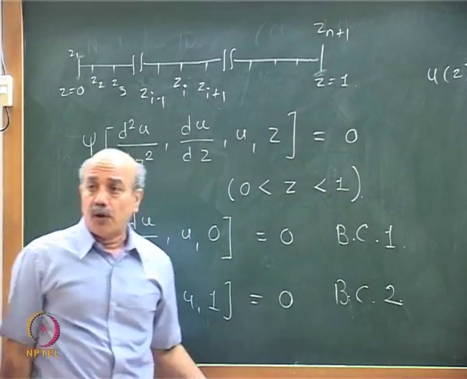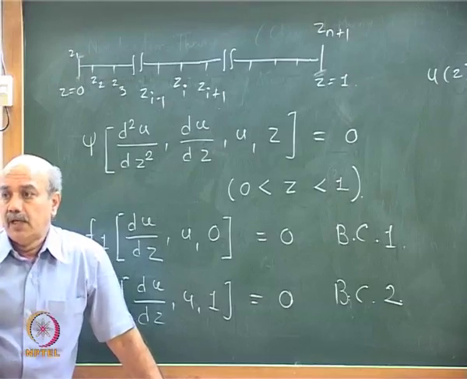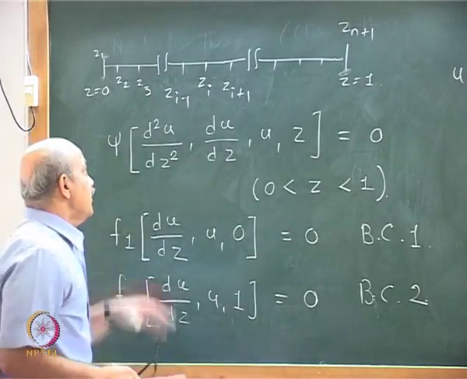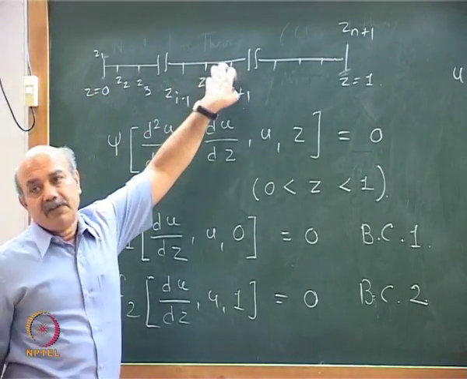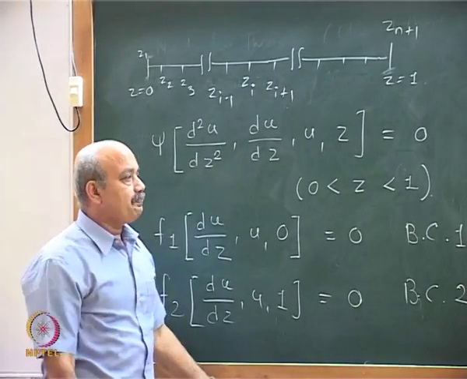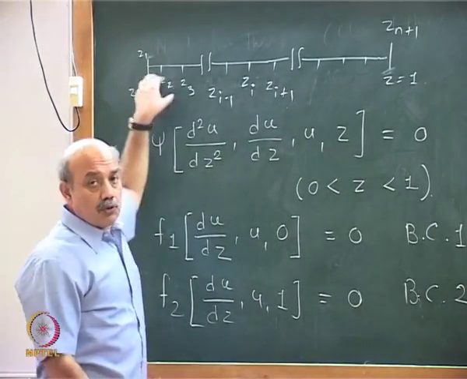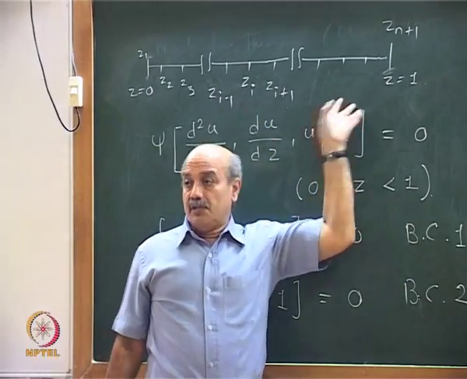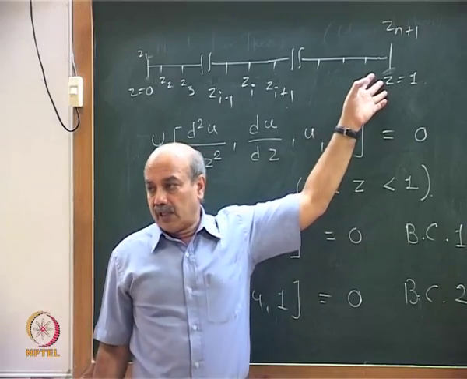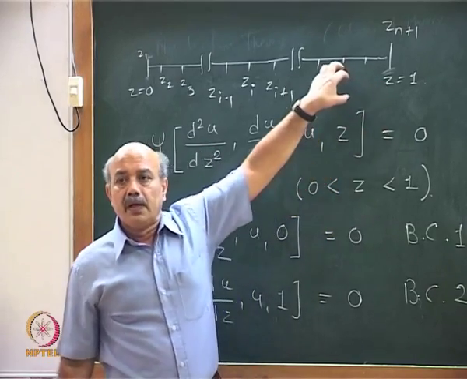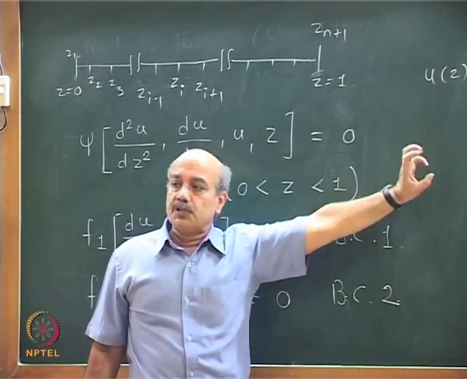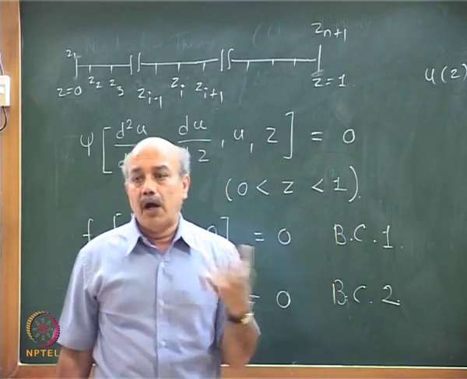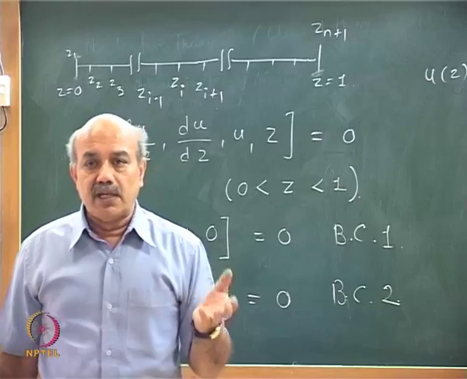Now these collocation points need not be equispaced. We have looked at the finite difference method. In the finite difference method, we looked at two options: the grid points, as they were called, could be equispaced, or they could be non-equispaced. In this case, though in principle no one stops you from taking equispaced points, we are going to look at these collocation points chosen in a particular way. These collocation points are going to be chosen at the roots of shifted Legendre polynomials.